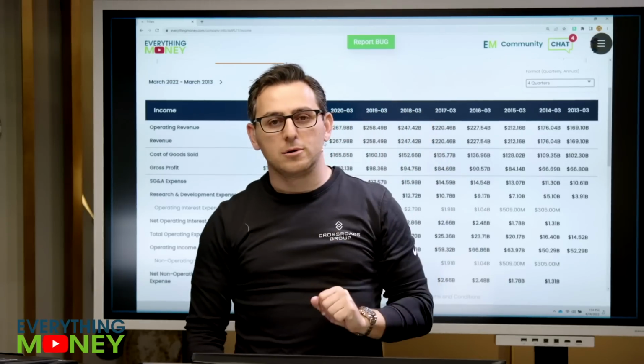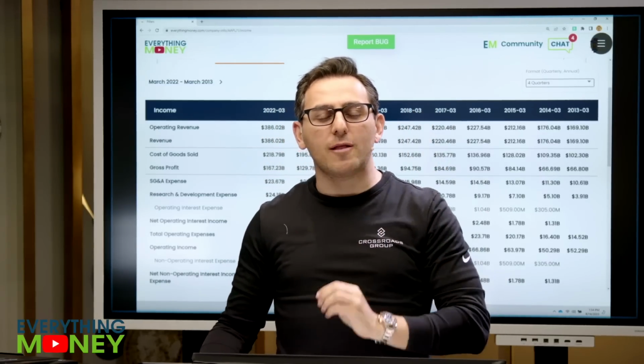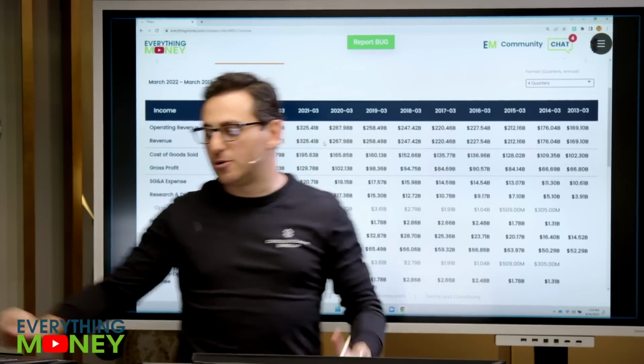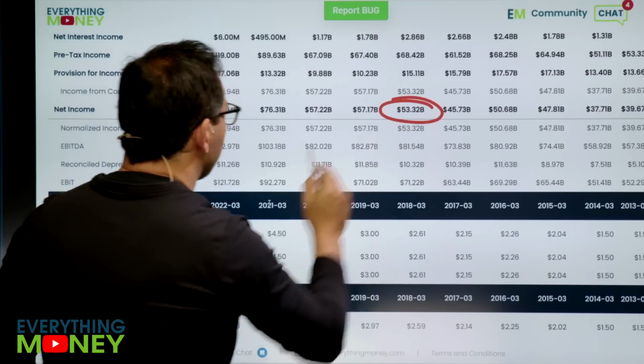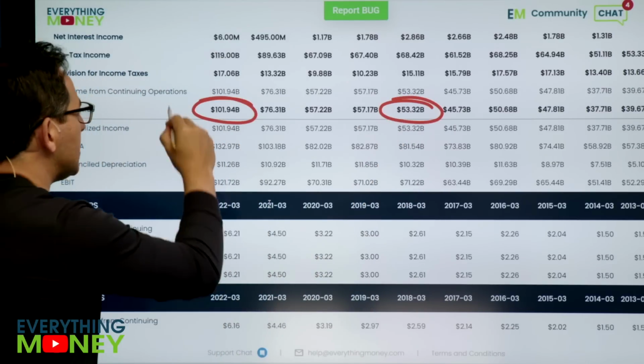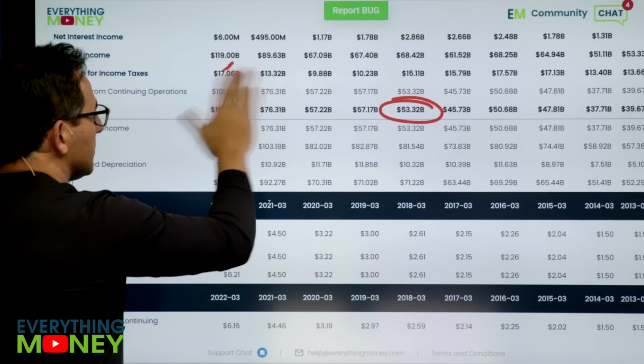Pillar number 4, we want net income growth over the last 5 years. Again, very simple. You just scroll down a little bit to the net income line. 5 years ago, 53. Last year, 102. Almost double. Another check mark.